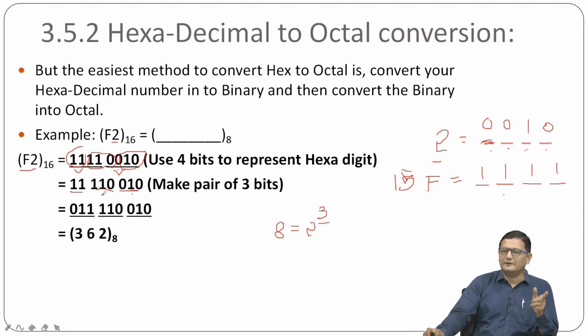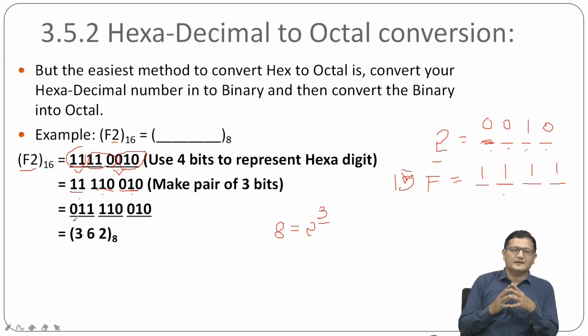Here again we have made a pair of 3 bits, but here only 2 bits are there. So how can we make a pair of 3 bits? By adding 1 0, right? So you can add 1 0 at the left hand side. We know that in the numbering system, if we are adding a 0 at the left hand side, it doesn't make any kind of change into that particular number.